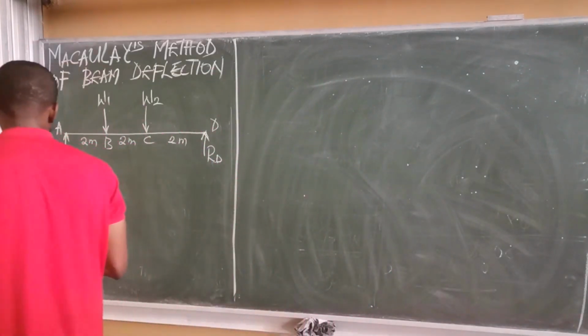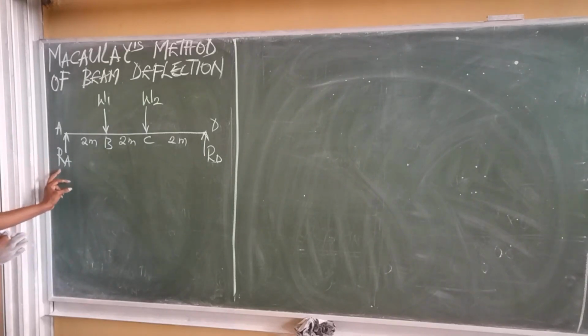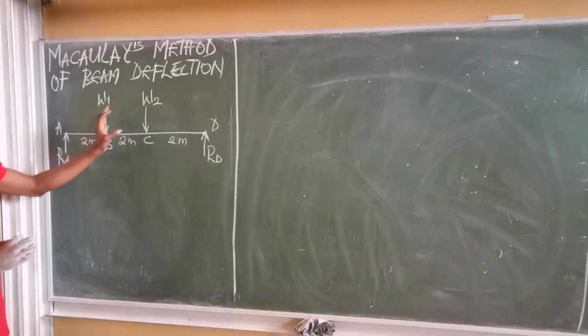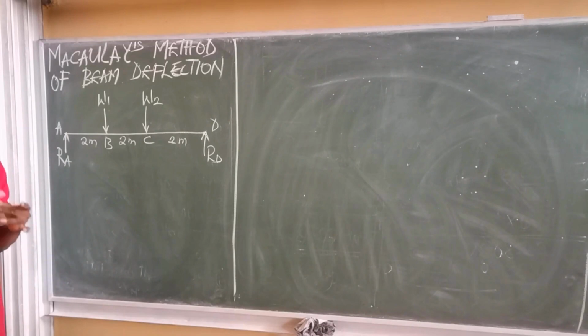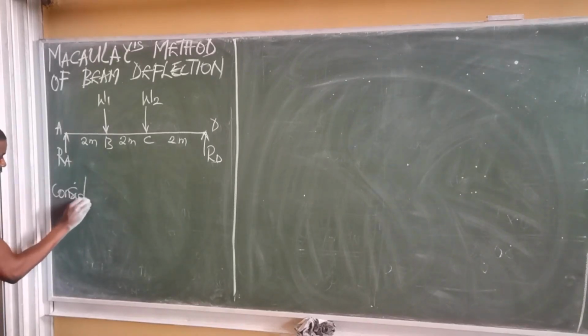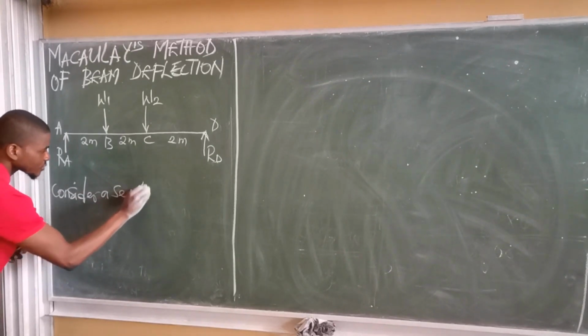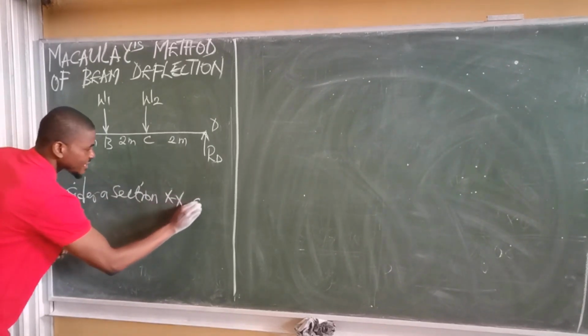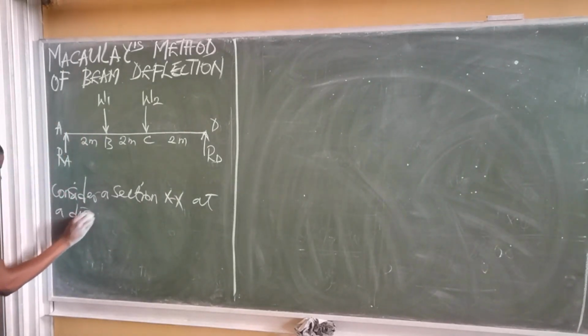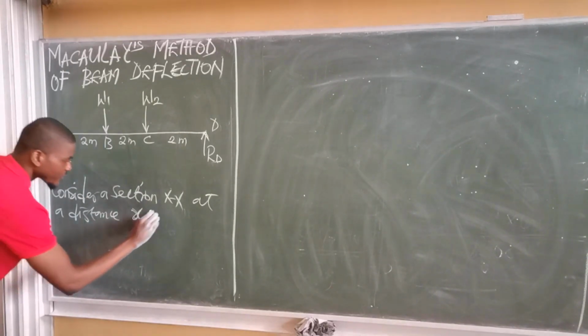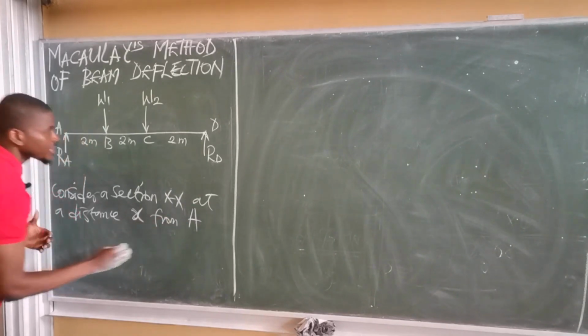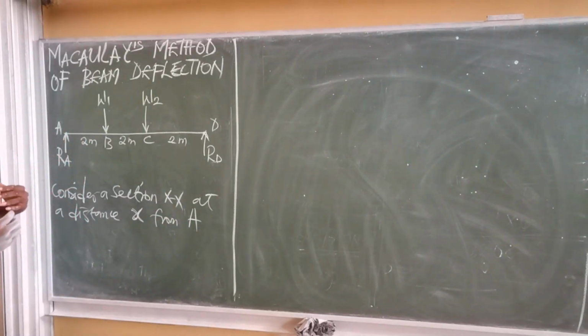So let's consider the beam. We have this beam having reactions here at A, loads W1 and W2 at points B and C, and a reaction at point D. To carry out Macaulay's method, the first thing to do is to consider a section XX at a distance X. Let the distance be X meters from A. So you consider this section XX at a distance of X from A.